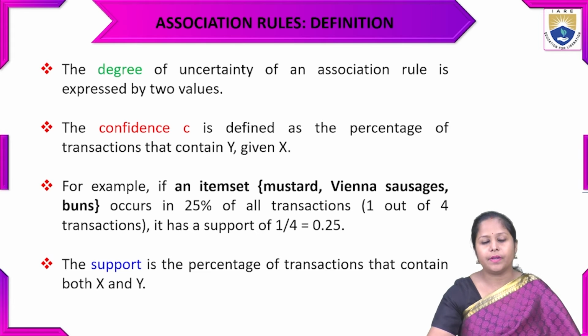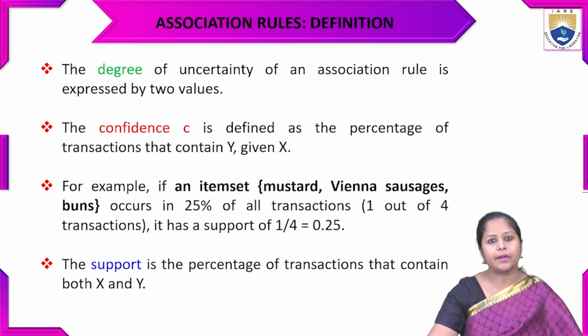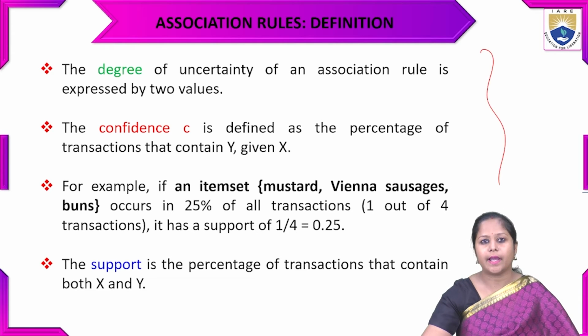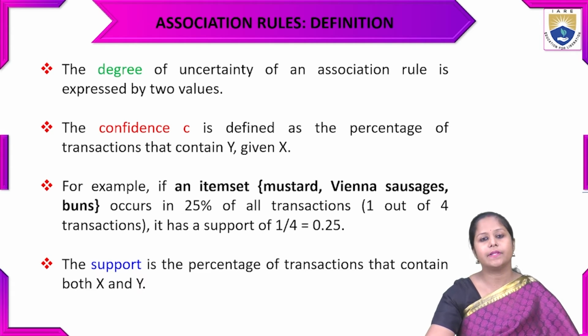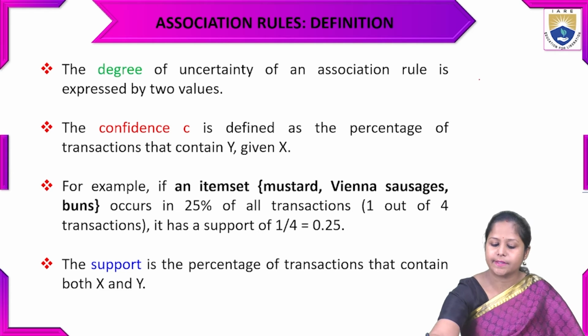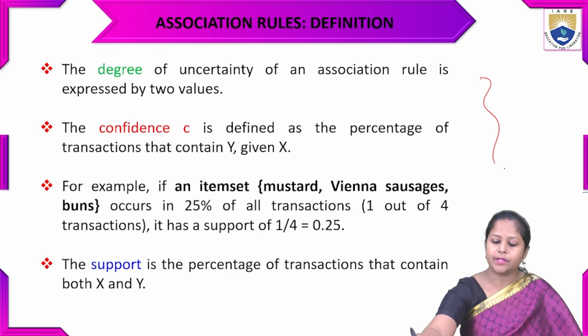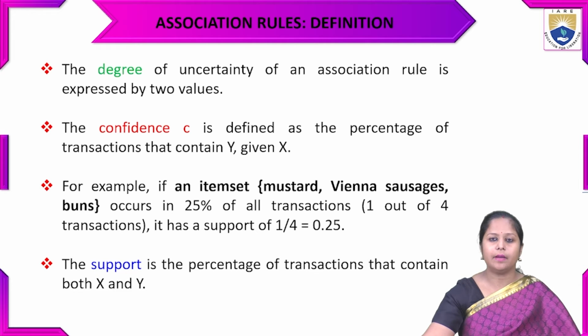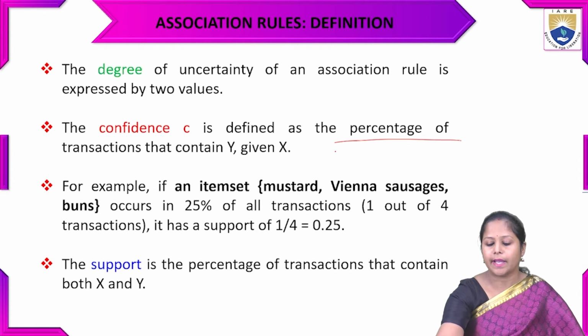So what is the definition of an association rule? There is a degree of uncertainty of one association rule, which is expressed by two values. The first is support and the second is confidence. We introduced these in the earlier lessons, but here we will see the definition. The confidence C is defined as the percentage of transactions that contain Y given X.